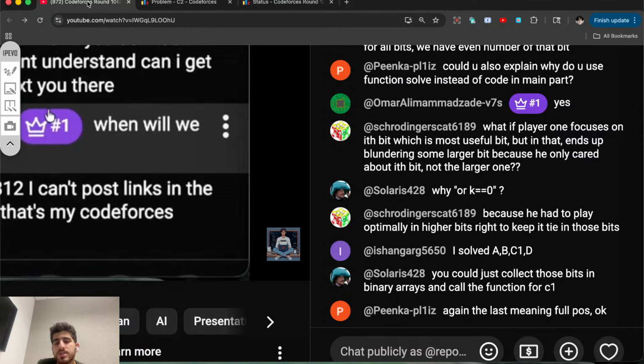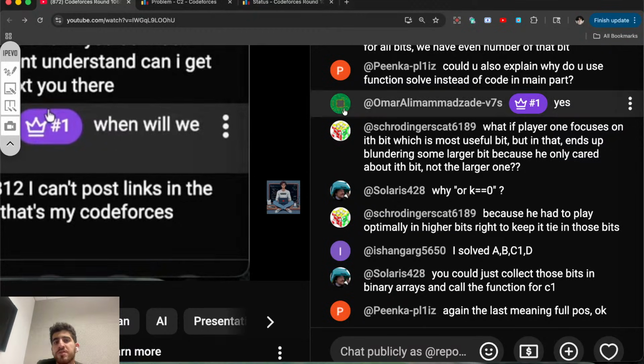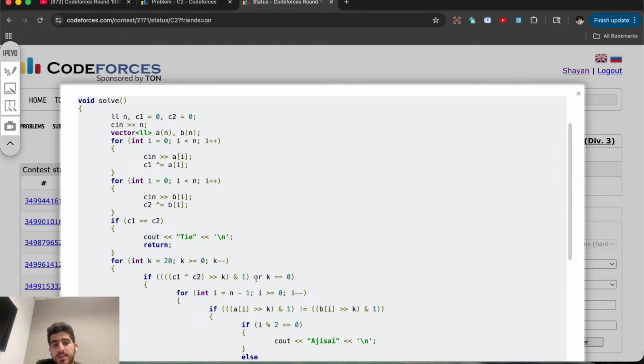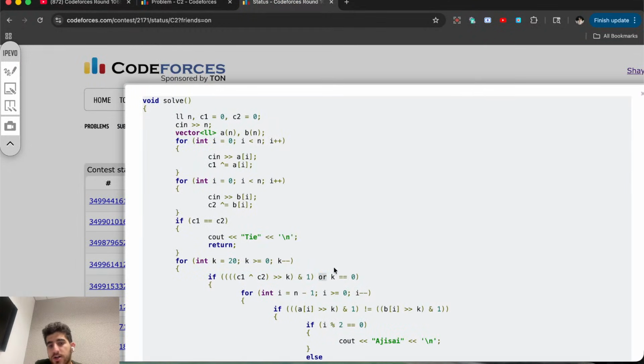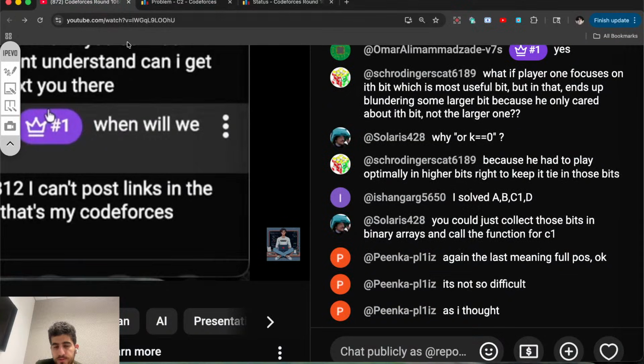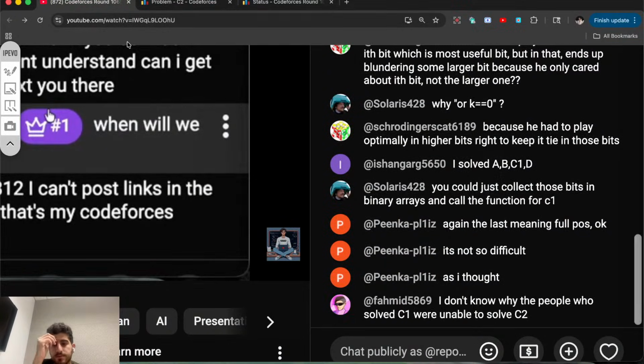The or k equal to 0 doesn't matter. That has no effect. If you copy and paste this and just remove this or k equal to 0, you see that it again gets accepted. Just forget about it. Yes, again, the last meaningful position.